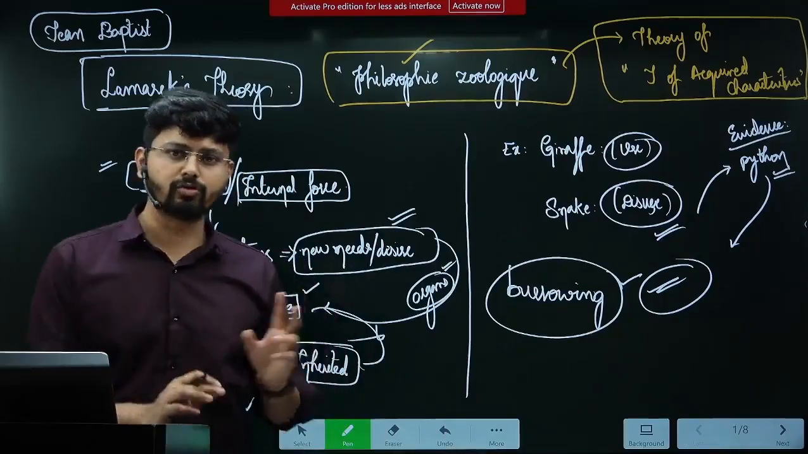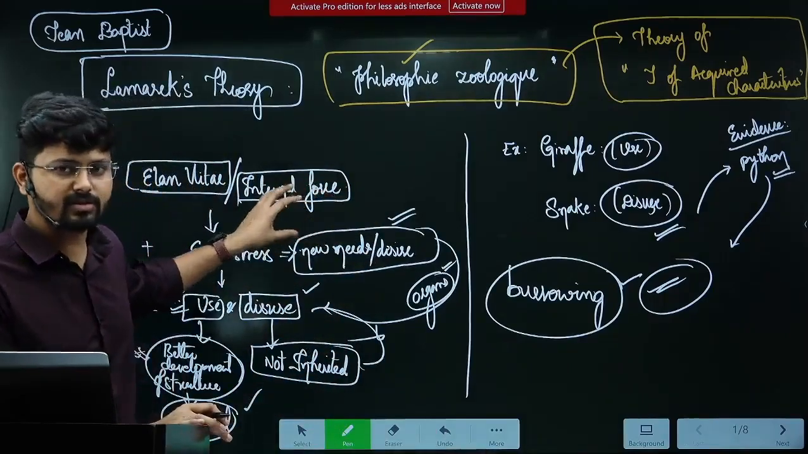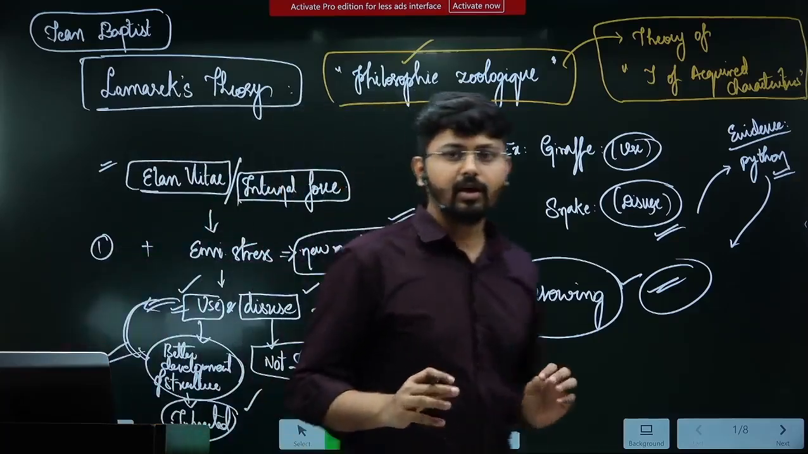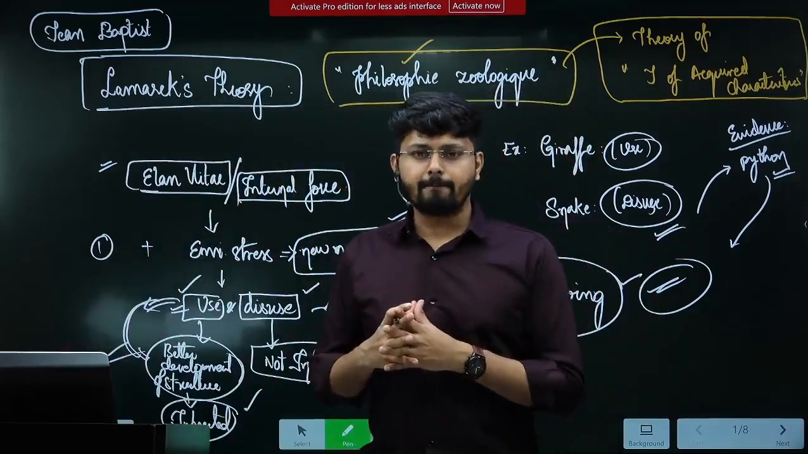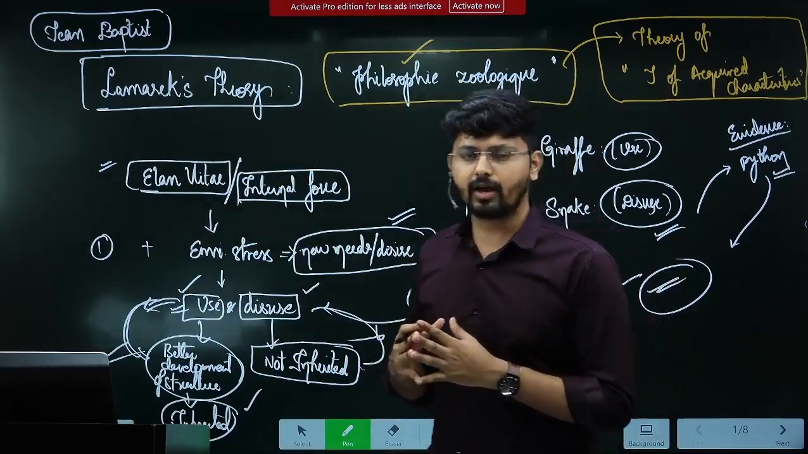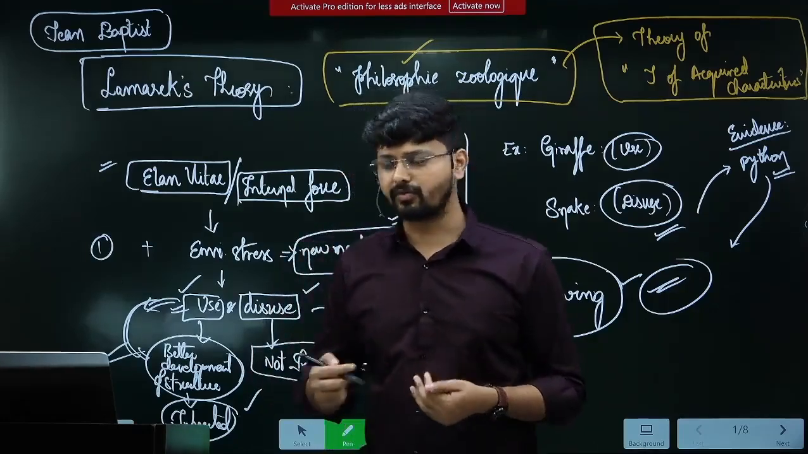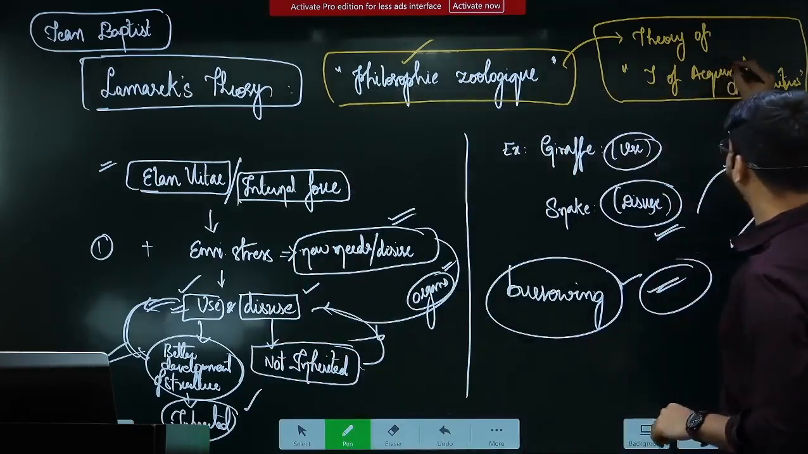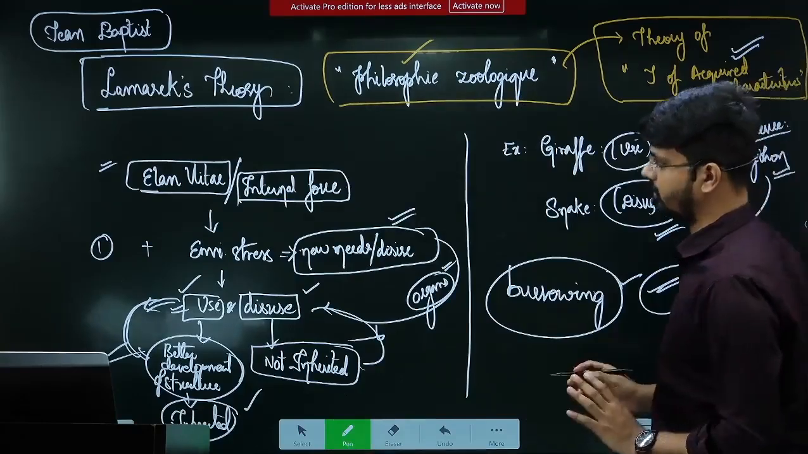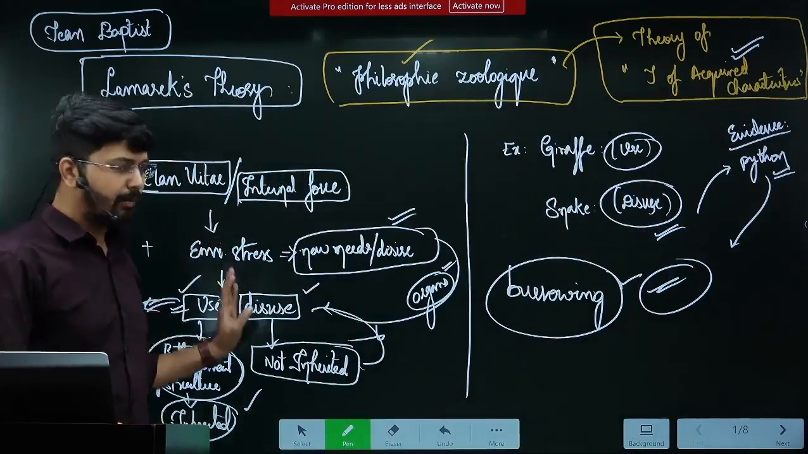So use and disuse, because of the environmental changes and desire. This is Lamarck's theory. So what is happening here is that you are acquiring new characters, and these characters are getting inherited. That's why it is called the theory of inheritance of acquired characters, right? I think you are clear with Lamarck's theory.